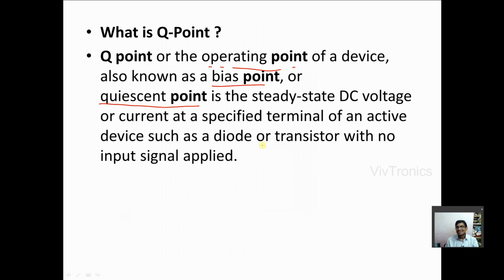It gives a steady state DC voltage or current at the specified terminal of an active device such as a diode or transistor when no input signal is applied. That gives the steady state values of the DC current and DC voltage when no AC signal is applied. Without the AC signal VI, with only VBB applied, the DC output current as well as the DC output voltage is nothing but the Q point.